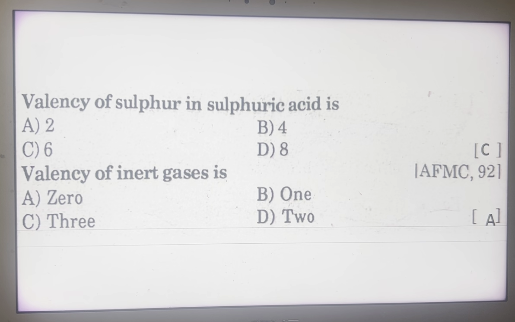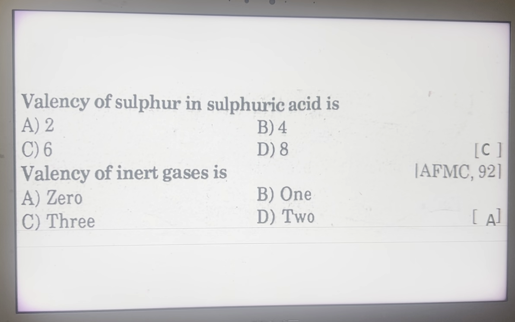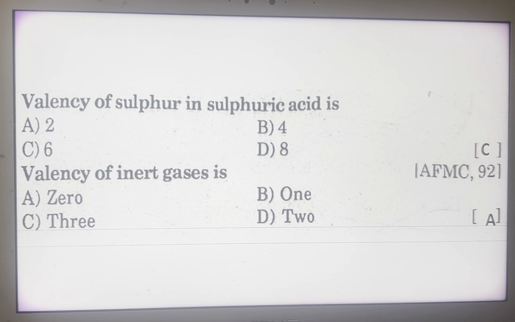The valency of sulfur in sulfuric acid, H2SO4, is 6. Later, when you learn the oxidation states, you can know that the valency of sulfur is 6. Valence of inert gases: inert gases are zero group elements, helium, neon, argon, krypton, xenon, radon. These are all zero group elements. They do not lose or gain electrons, so their valence is considered as 0.